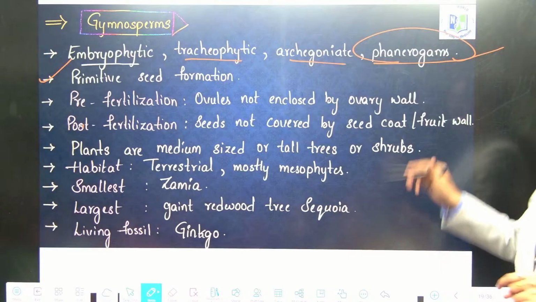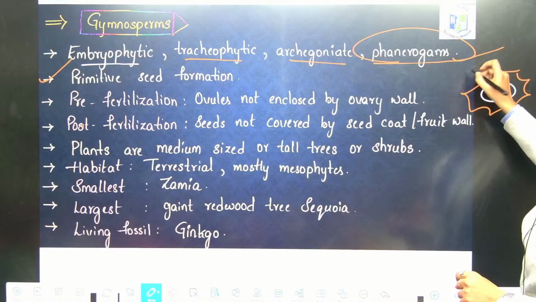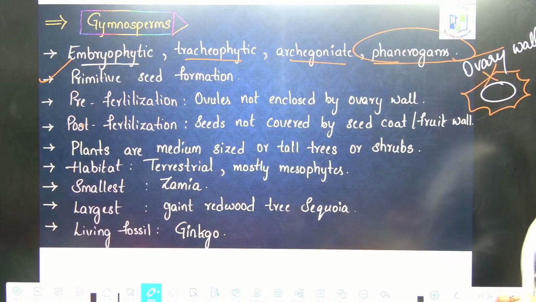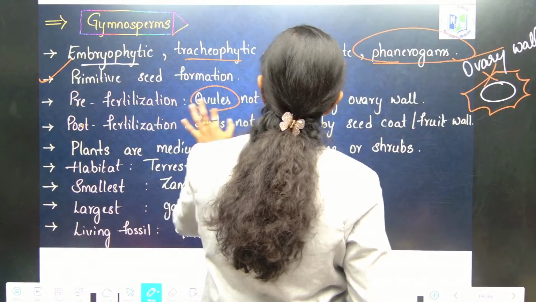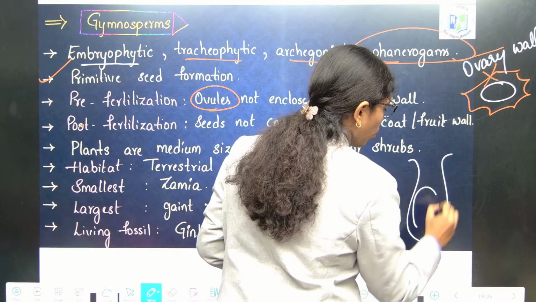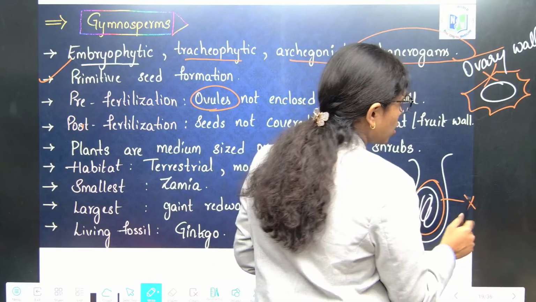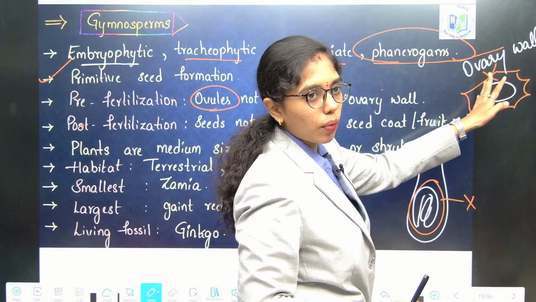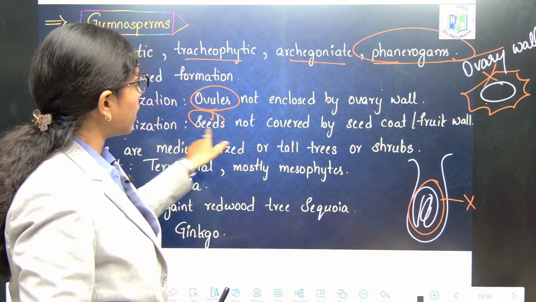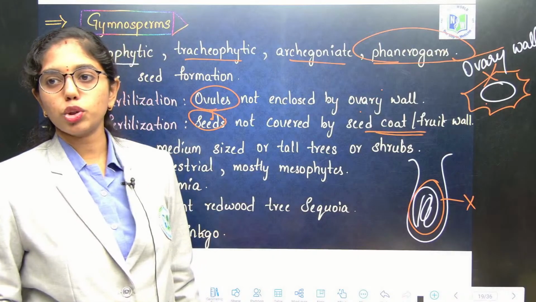Why are seeds not covered with an ovary wall? The seeds don't have an ovary wall. Before fertilization, ovules are not enclosed by ovary walls. Inside archegonia, you have ovule-like structures. These ovules are not enclosed by ovary walls, so the seed is not enclosed by an ovary wall. And post fertilization, the ovule develops into a seed, right? Since the ovary wall is not there, the seed coat or fruit wall is absent post fertilization.